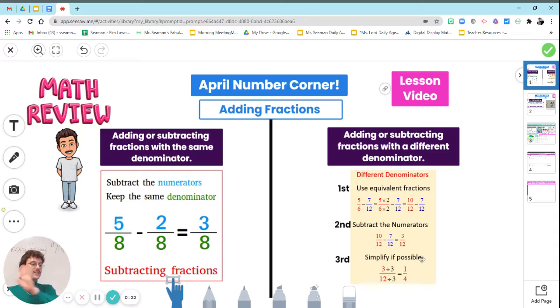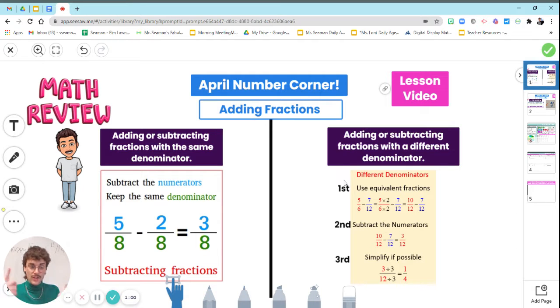So as we can see here, these are some rules for adding fractions. If you look on the left here, it says adding or subtracting fractions with the same denominator. If the fractions have common denominators, so they have the same number on the bottom of the fraction, you can just subtract or add just the numerators at the top. You keep the denominators the same. And then if you take a look at the right here, it says adding or subtracting fractions with a different denominator. Here's what you do.